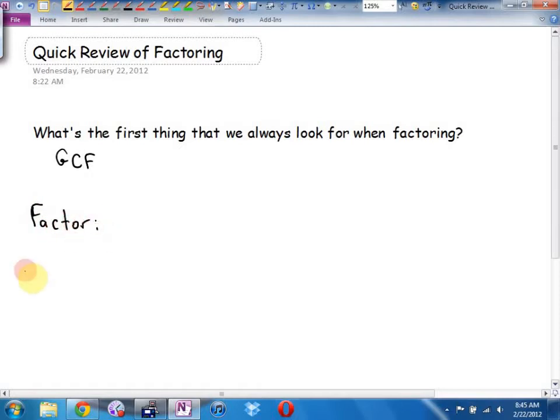Factor 3a squared plus 5a. I'm starting out in the shallow end. How does this factor, Amanda? Okay. And what will you have left behind? Good.